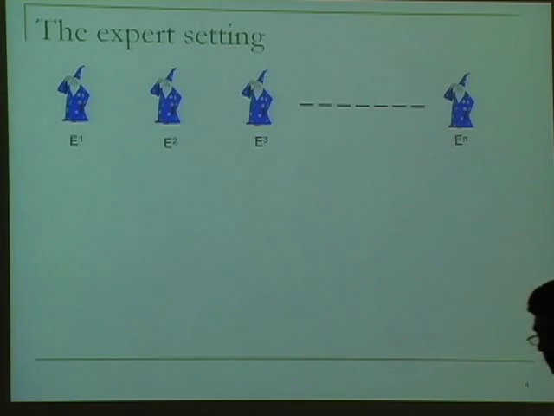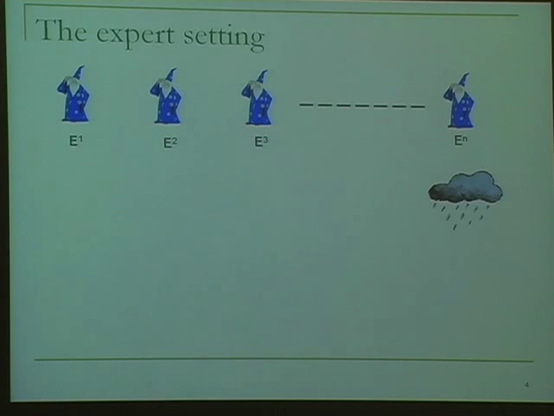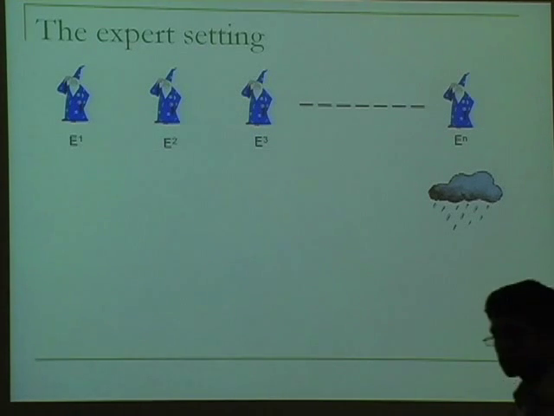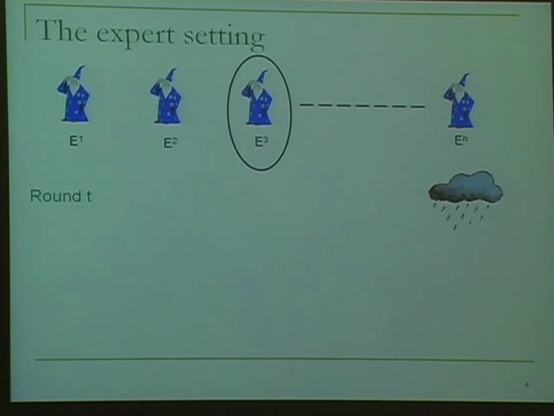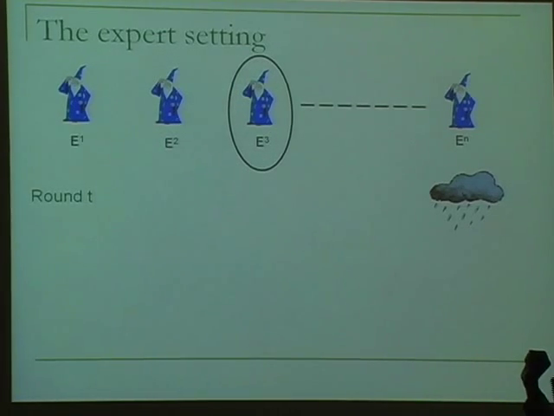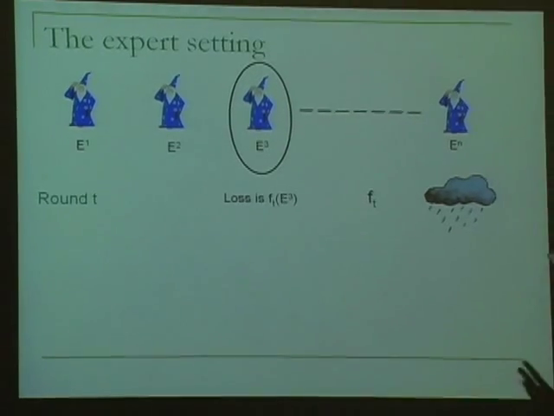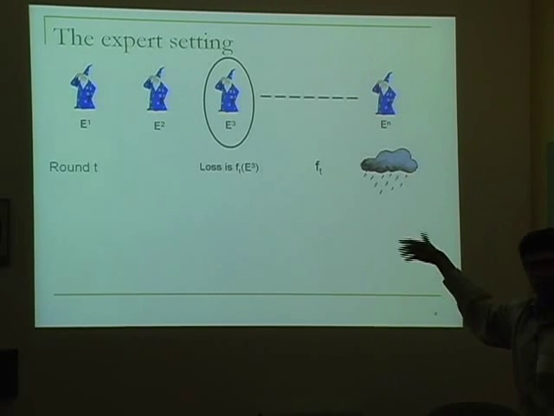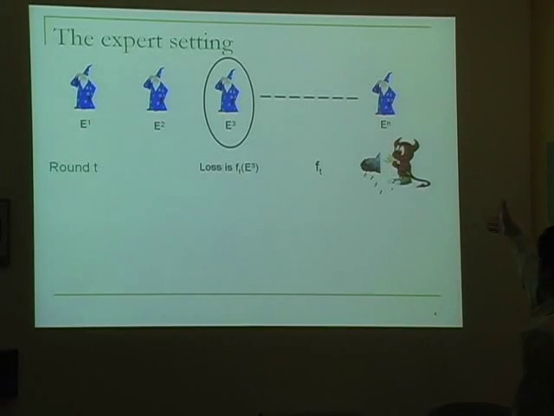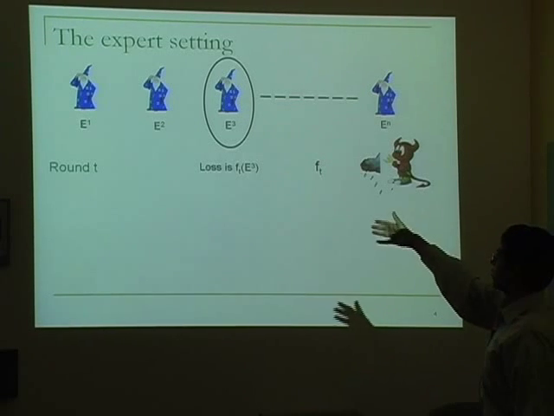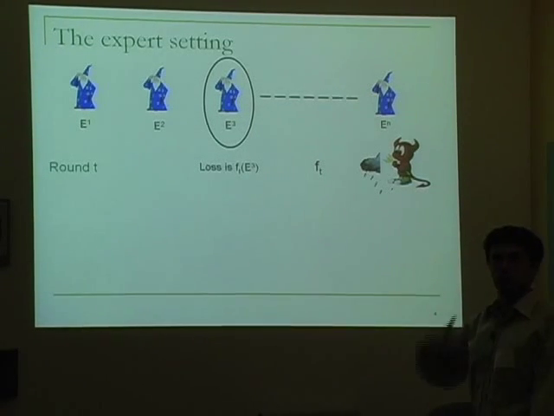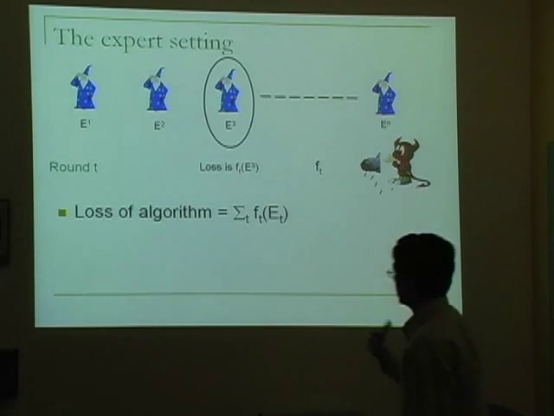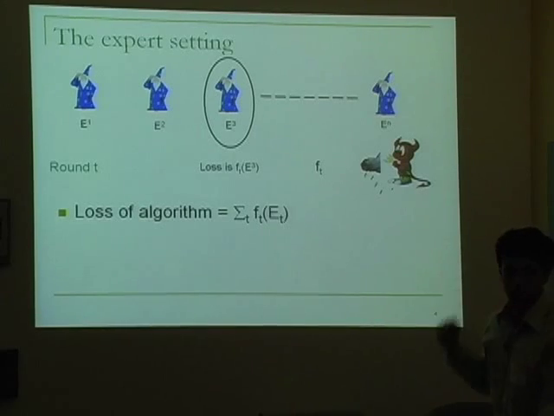Something that people might be more familiar with is known as the expert setting, where you have n experts, and the experts are predicting some phenomenon. In each round, we select a certain expert and say we are going to predict what that expert predicts. Then a loss function is revealed, and we pay the loss of that expert on this function. Again, this is adversarial. In the end, we just pay the total sum of losses, and our aim is to minimize that. This would be the expression for the loss of our algorithm.